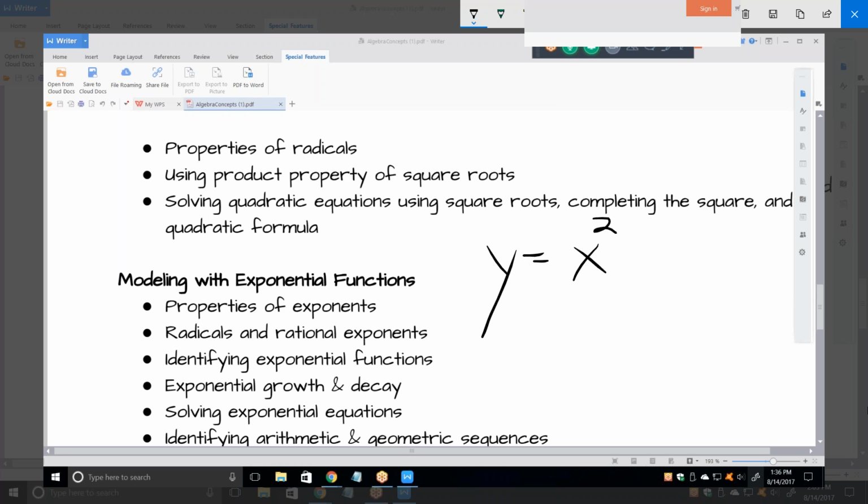What was the last one we had? Gosh, I don't remember. It was like plus x or minus x? I think it was minus x. Pretty sure it was minus x.